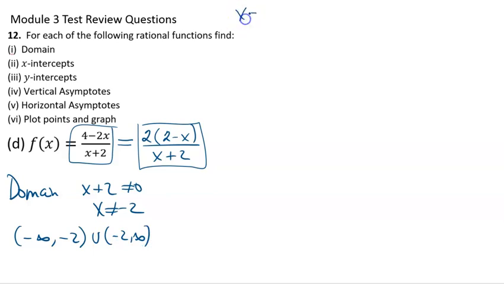To find the x-intercepts, you substitute y equals 0, which is really the function equal to 0. So I have 0 equals, now again, you can use the factored one or the unfactored original. It doesn't make any difference. It really just depends on what you feel more comfortable solving. The steps are very similar.